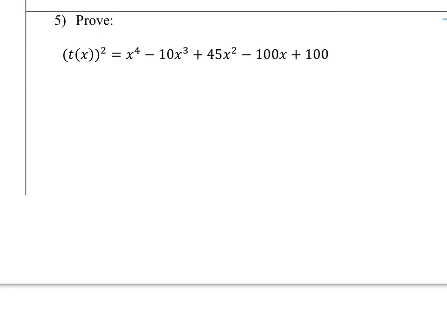Okay, finally, we come down here, we have something that says prove. So prove is a very special thing. It says prove that t of x squared is x to the, there's that mess. Okay? In order to do that, there's something that you need to know. First, I'm going to write this out. So t of x is x squared minus 5x plus 10. And you square it, and they're asking you if that's equal to x squared minus 10x. I'm just going to write it.